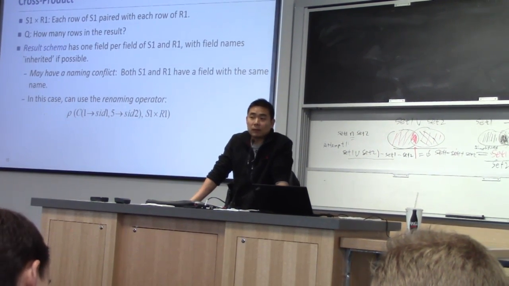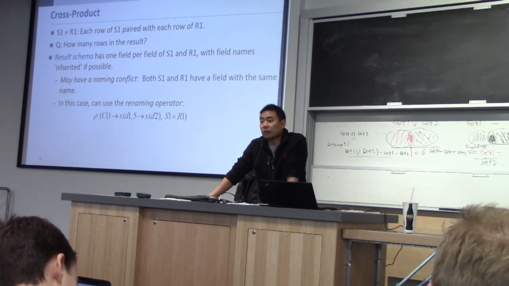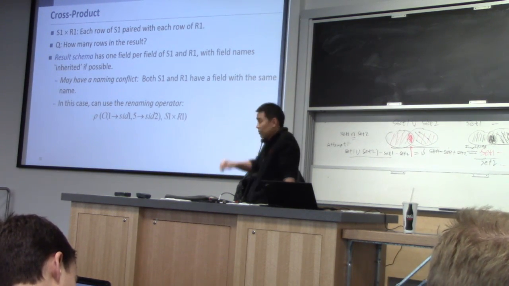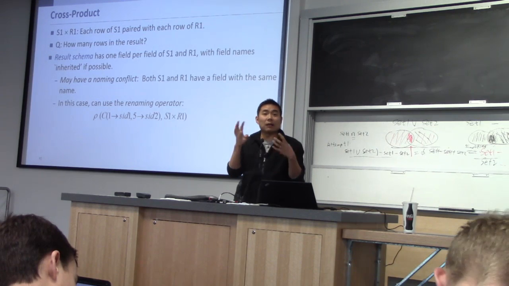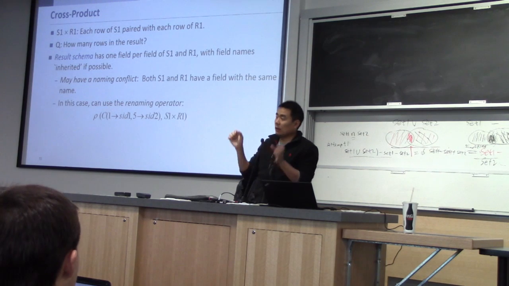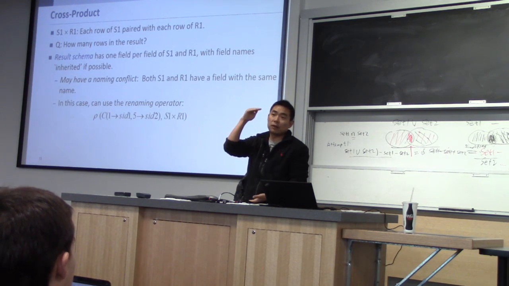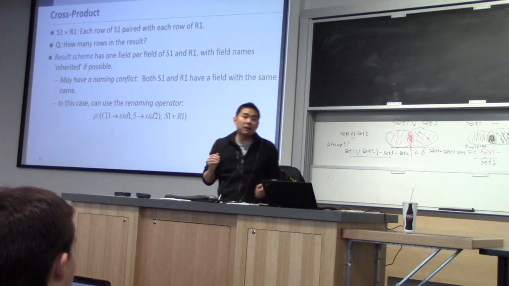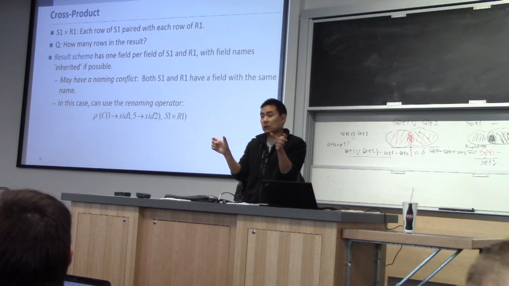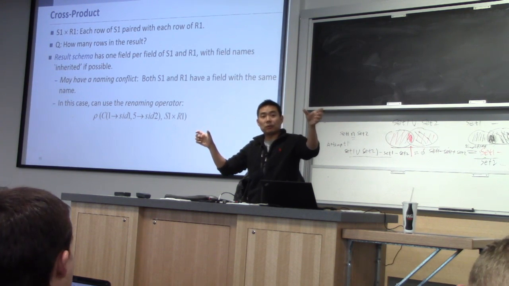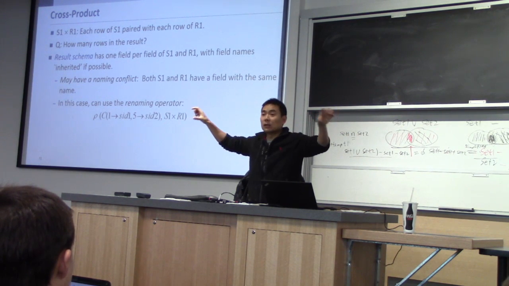Now, cross product. The last operator in relational algebra is this cross product. Again, it's a binary operator. It takes two schemas as input and produces a single schema as its output, where the output schema, let's first define the output schema, then we define the output instance, okay? The output schema is the union of the two input schemas. Meaning you take every attribute from the first input schema and take every attribute from the second schema, put them together. That's your output schema.